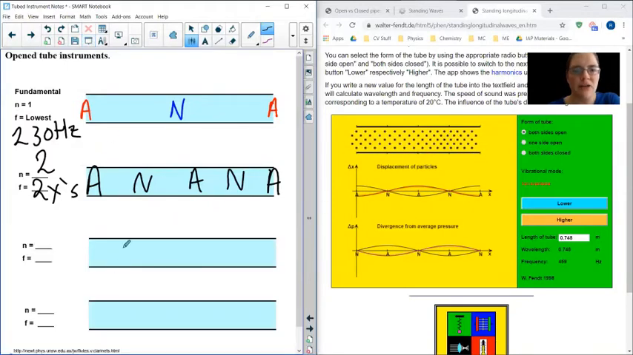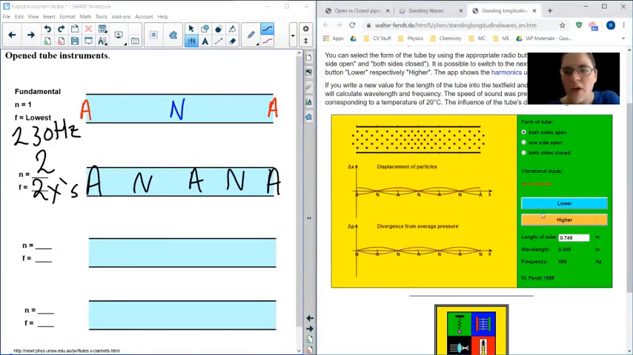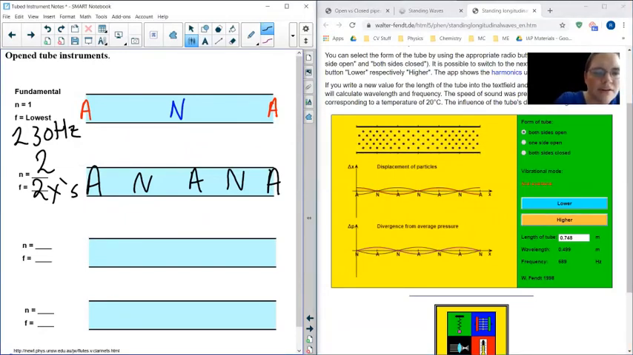All right, let's look at a third harmonic. Let's go up one higher. You can see now that the third harmonic for our open tube is even more complex. We still maintain those antinodes that are on the end.